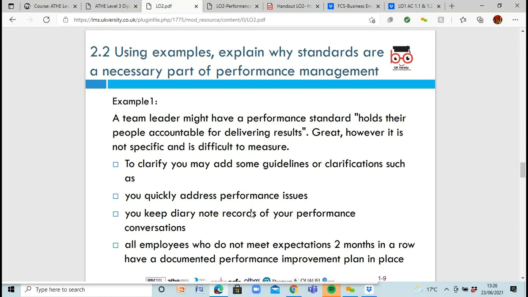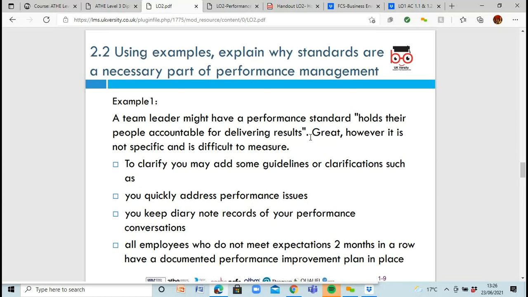Example 1, a team leader. A team leader might have a performance standard which says holds their people accountable for delivering results. So this team leader will hold all the colleagues that are under her accountable. So she'll make sure that these people are delivering the results that the company needs. So great. However, it is not specific and it's difficult to measure.